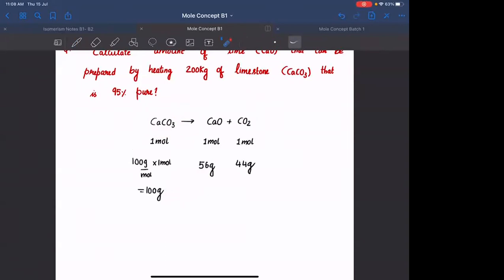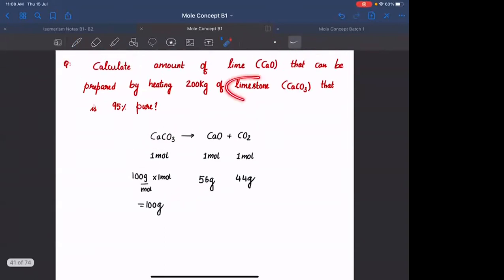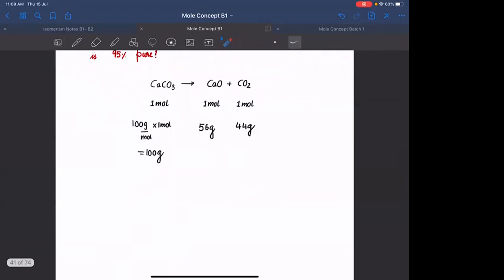So now you need to identify the mass of limestone that is heated, the mass of CaCO3 that is heated. They are saying that 200 kg of limestone is heated, but it is only 95% pure. If it is only 95% pure, the entire 200 kg won't be CaCO3. 95% of 200 kg will be CaCO3. Agreed?